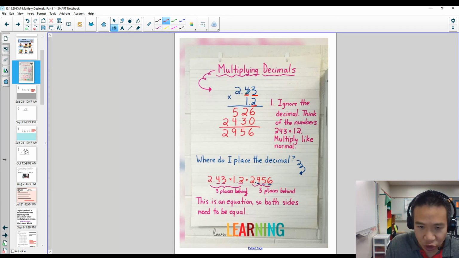Another way you could do it is you just count. There are 1, 2, 3 places behind the decimal point. So I need to make sure my decimal point, I need to move it 3 times. 1, 2, 3. So there's 3 places behind the decimal point. So let's try an example.